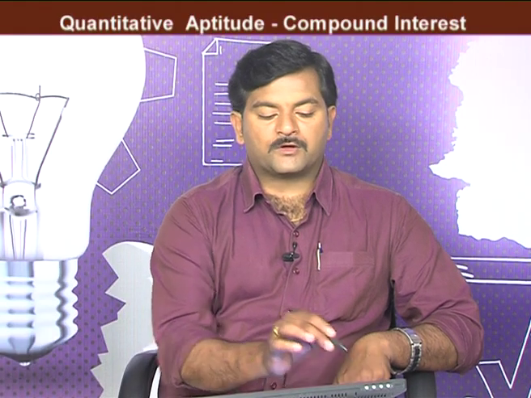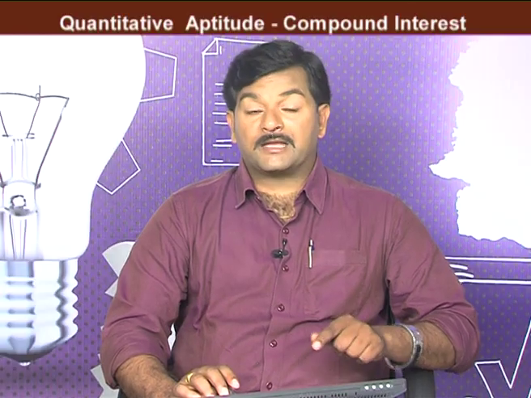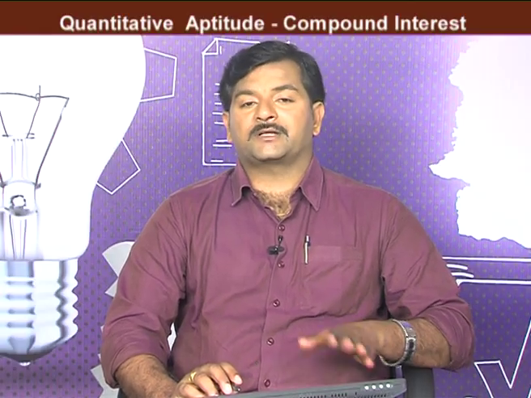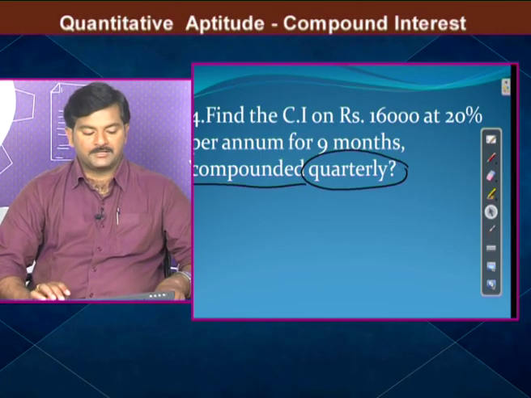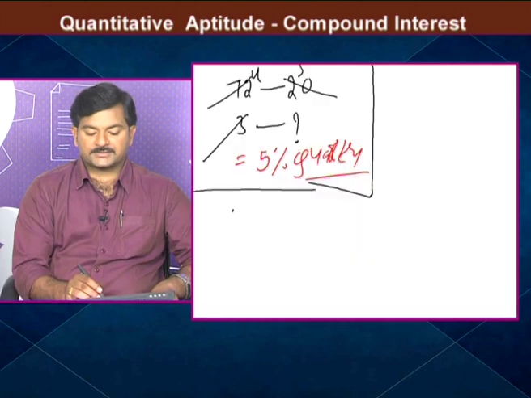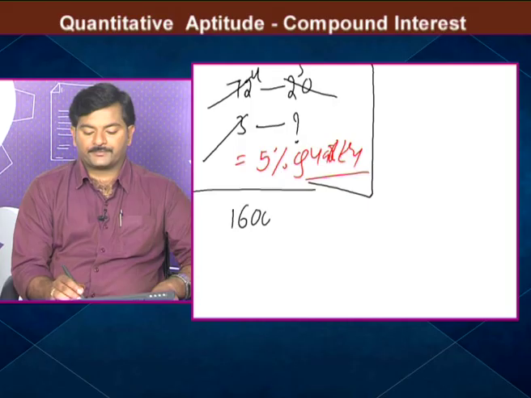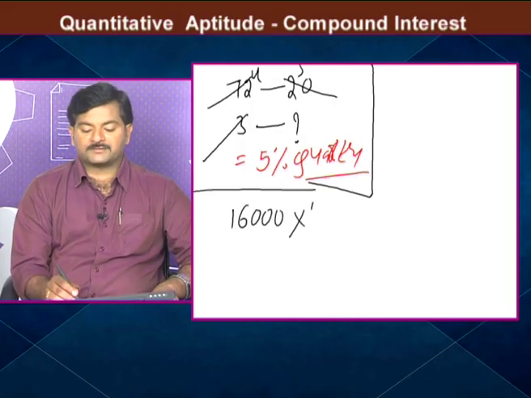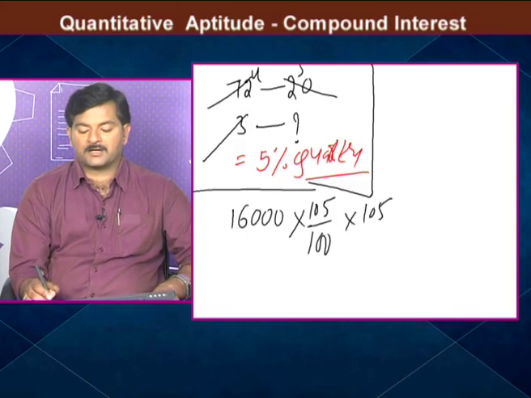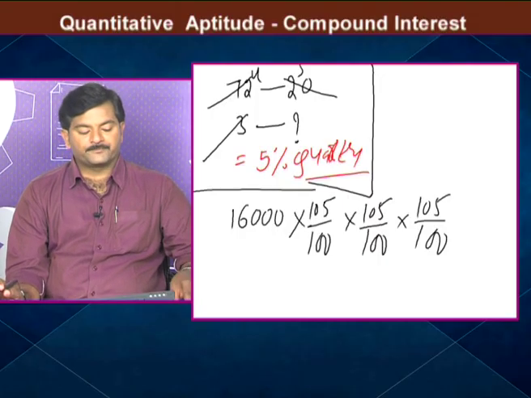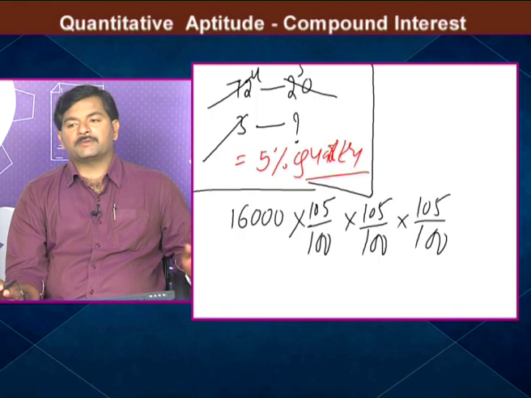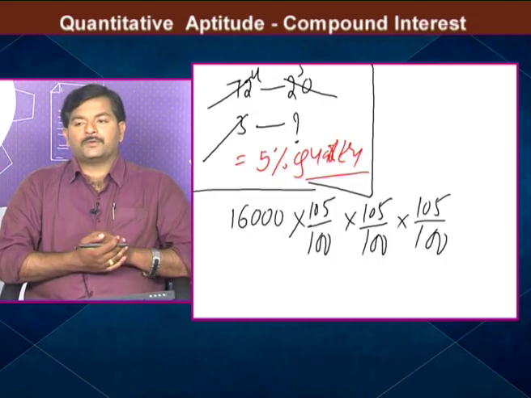But he borrowed the amount for how many months? 9 months. In the 9 months, how many times does he have to pay the interest? 3 times he has to pay the interest. That's why amount equals 16,000 rupees into, for the first 3 months 105 by 100, for the next 3 months 105 by 100, for the last 3 months again 105 by 100. So 3 months, 3 months, 3 months. Total for how many months? 9 months. Okay, I hope you understood.